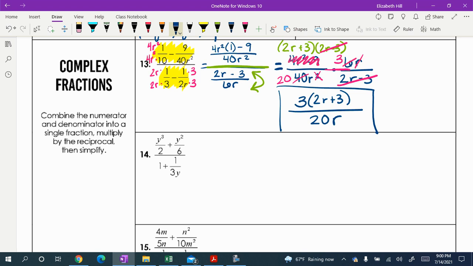So with these complex fractions, it's a combination here. You are doing some simplifying and then doing the division part.